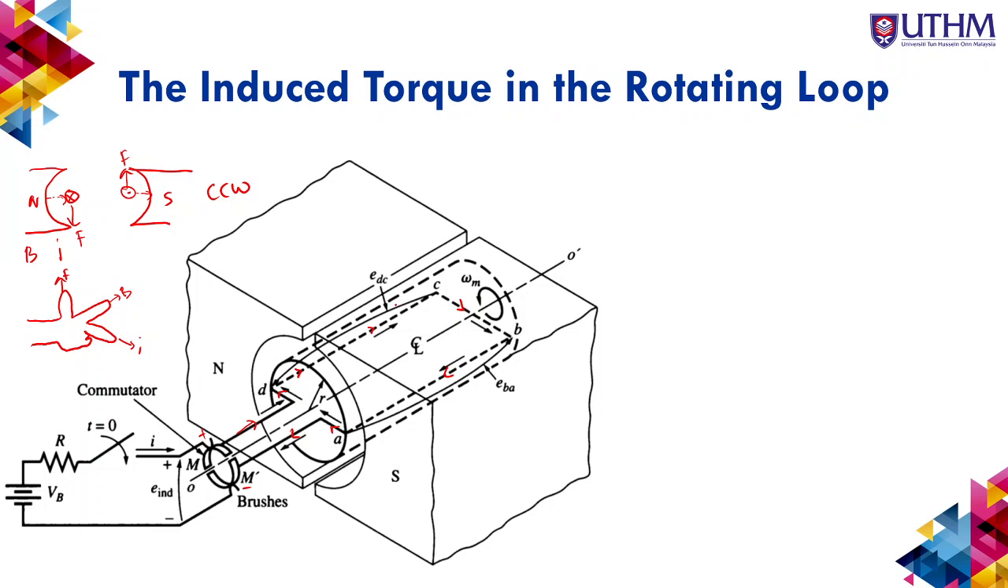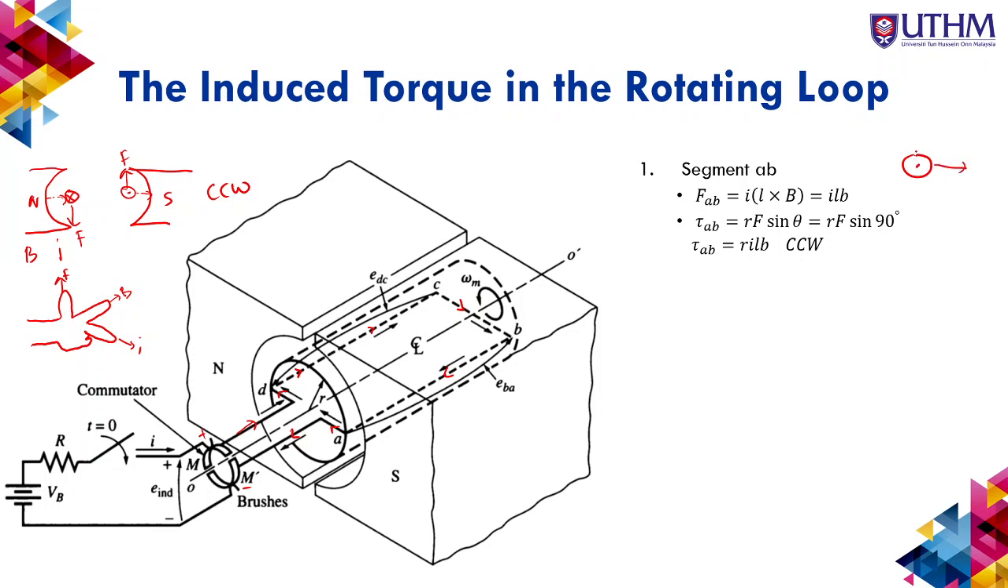AB, BC, CD, and DA. Okay, so we have 4 segments. Let's look at segment AB first. When we look at the front, the direction is like this. The magnetic field is to the left, and the force will be upward.